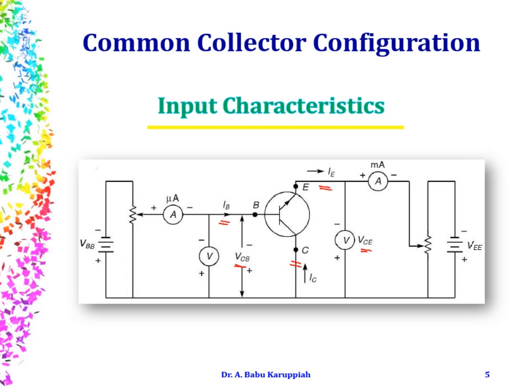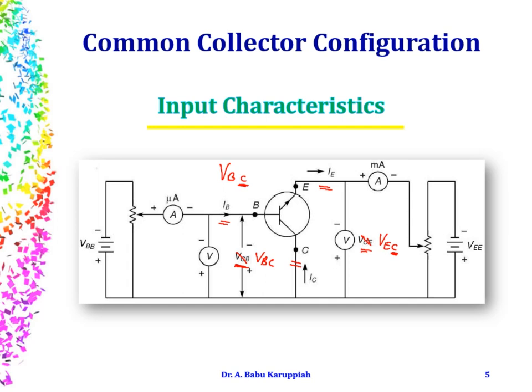Normally, this representation is given as VBC. The second alphabet of the suffix is always the terminal that is going to be the common terminal, right? So we would write this as VBC and we would write this as VEC. The second alphabet of the suffix would always denote the common terminal, right? We will have this in mind. So VBC is the input voltage, VEC is your output voltage.